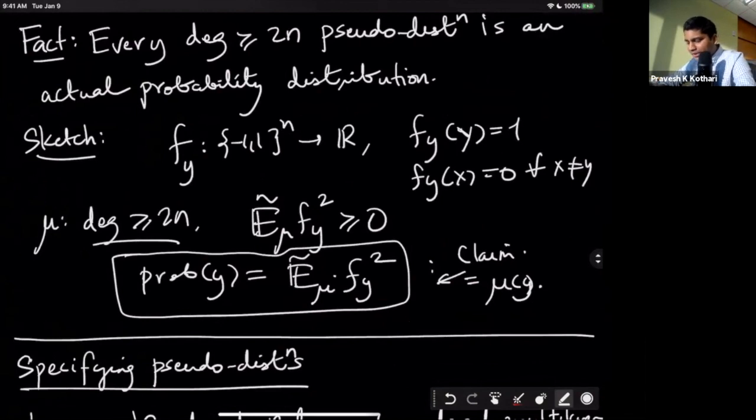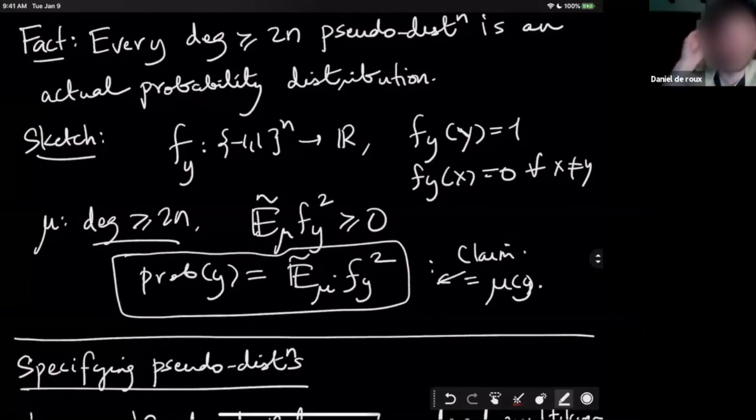Okay, so what I want to prove this fact is by just explicitly giving you a construction of a distribution that this pseudo distribution corresponds to. So what does that mean? I want to give you a probability distribution such that if you compute the expectation of any polynomial with respect to it, then it matches the pseudo expectation of that polynomial. Okay? And so here's my construction.